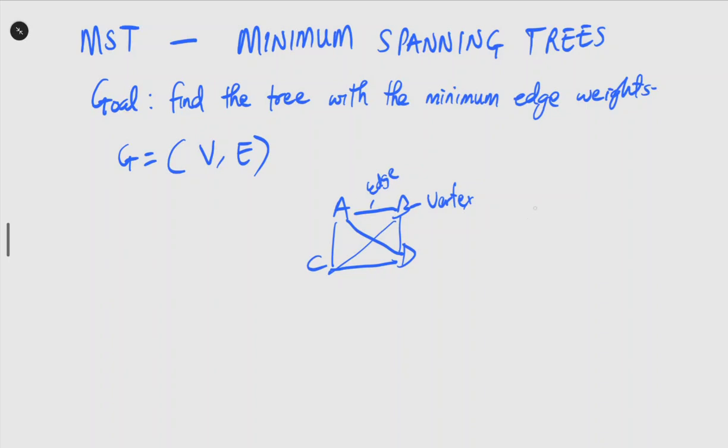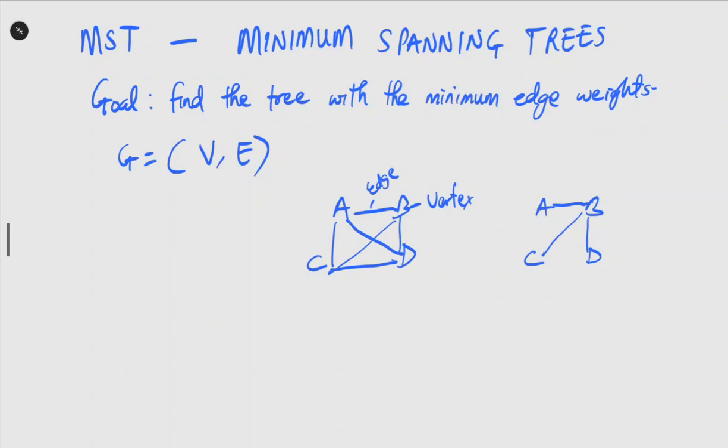But a tree, let's say this is a tree, would have this, we could have this, and this. This is a tree, right? All of the vertices are connected, but there is no cycle.